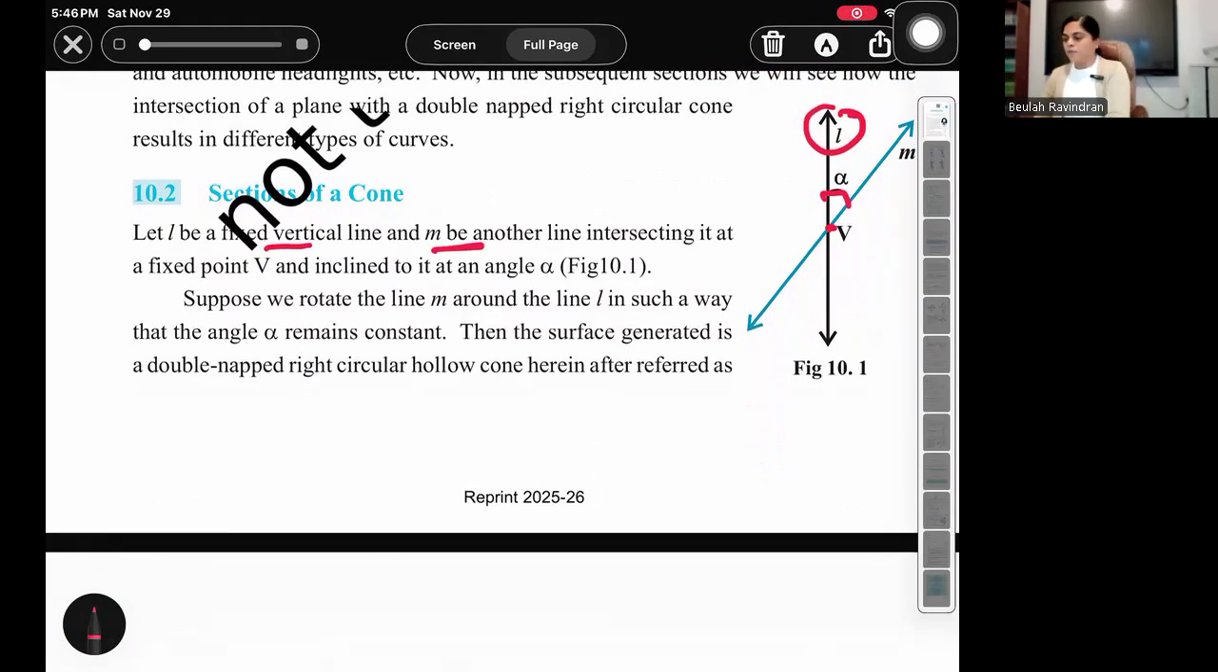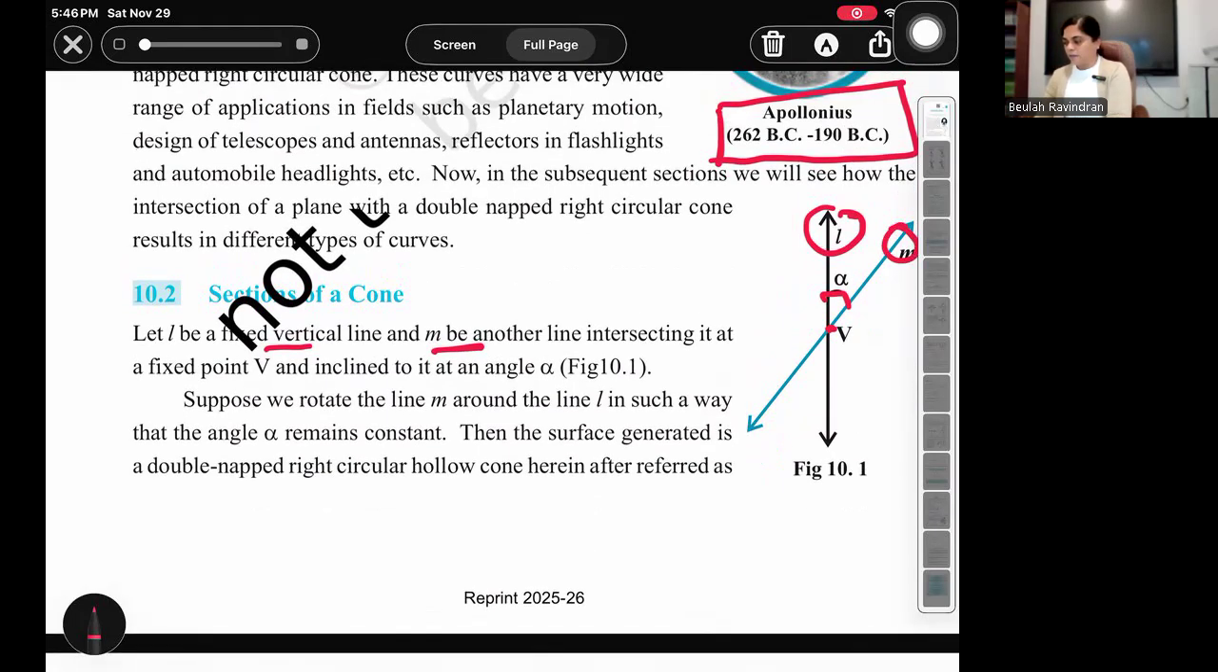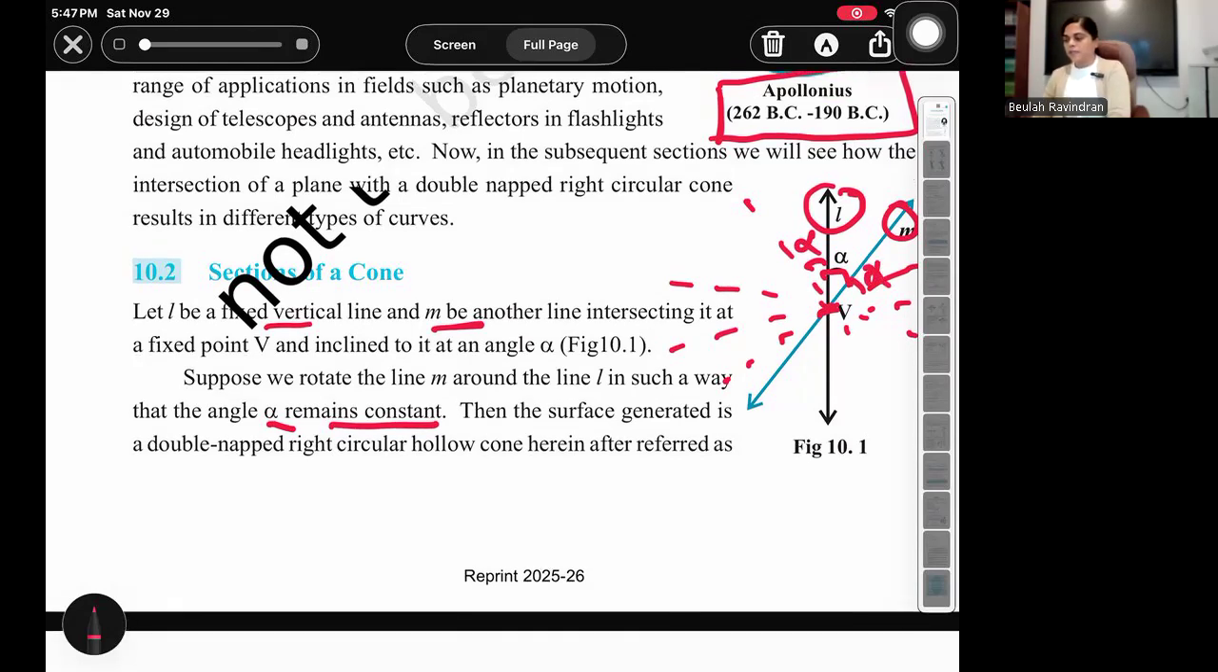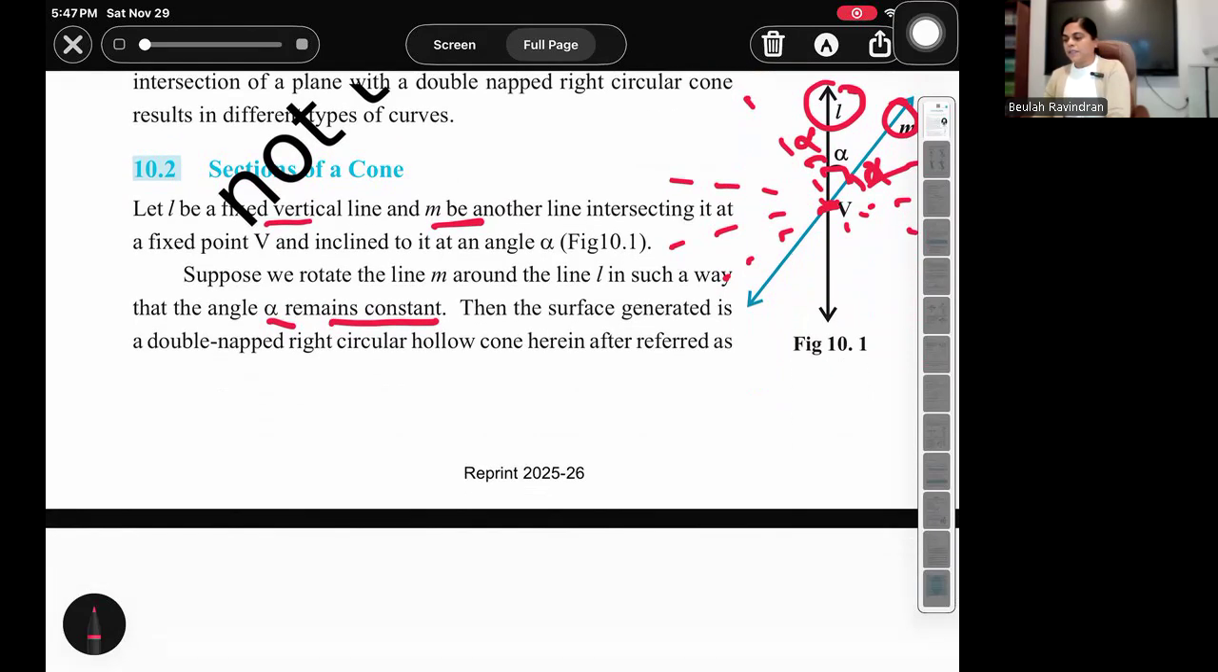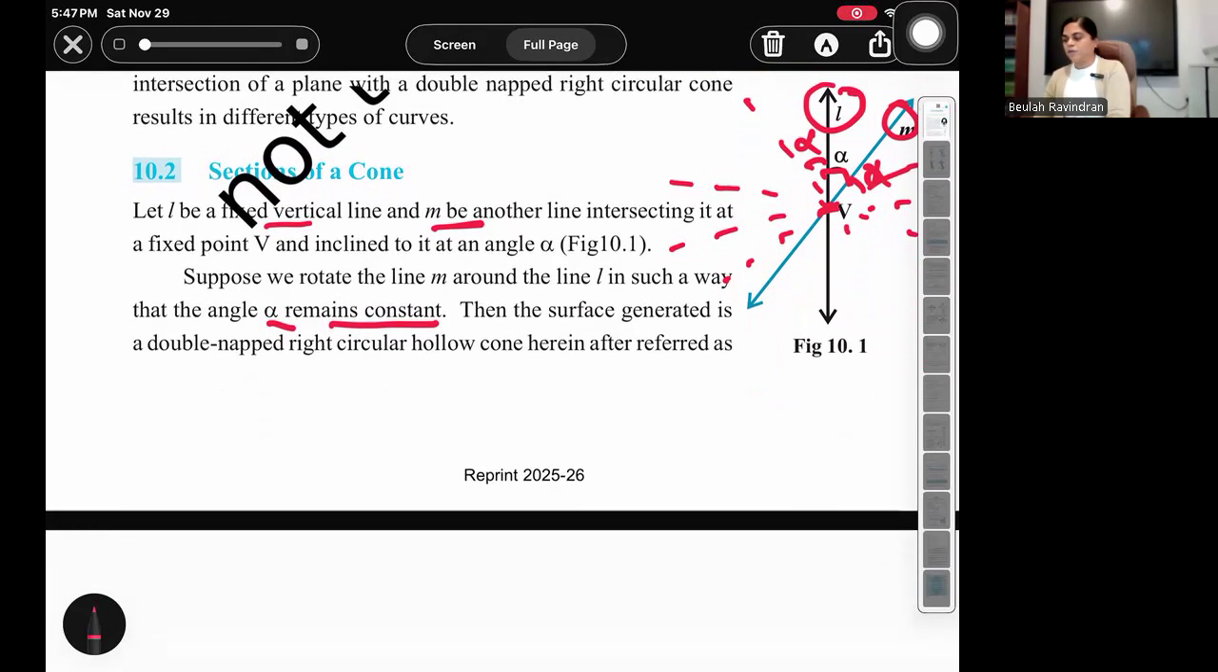Suppose we rotate this particular line like this around the line L in such a way that the angle alpha remains constant. Wherever it is rotated, the alpha should remain constant. Then the surface generated is a double napped right circular hollow cone, right?